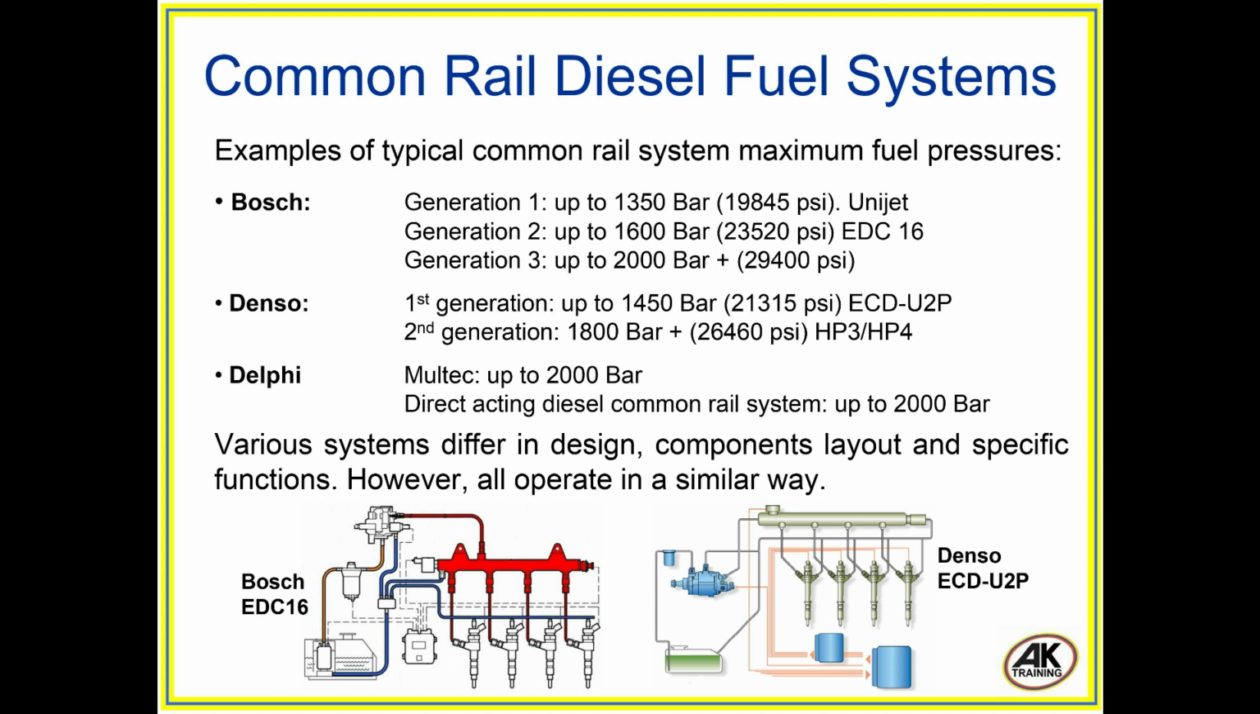Denso. First generation, up to 1,450 bar, 21,315 psi, ECDU2P. Second generation, 1,800 bar plus, 26,460 psi, HP3/HP4. Delphi. Multec, up to 2,000 bar. Direct acting diesel Common Rail System, up to 2,000 bar.